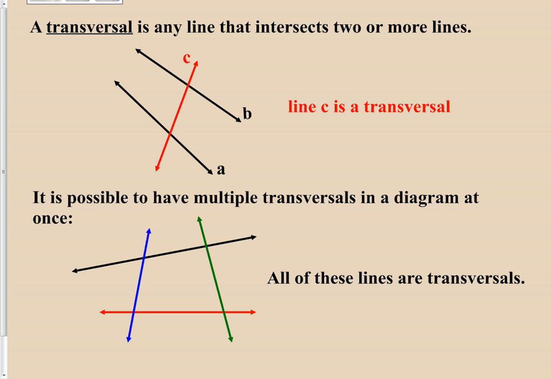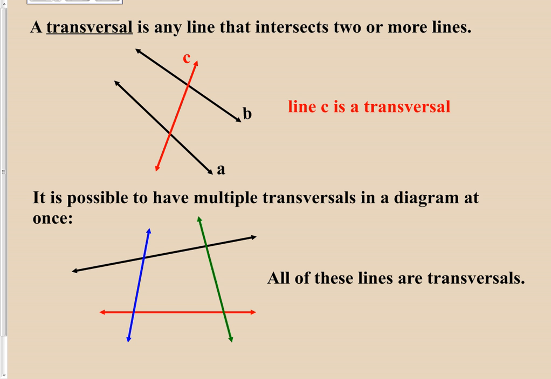Angles formed by transversals. Okay, so the first thing we came up with was a very basic definition of the word transversal. A transversal is any line that intersects two or more lines. Now, obviously, if we're going to talk about angles that are formed around intersections, then something has to be doing the intersecting. Okay, this line is just called a transversal.